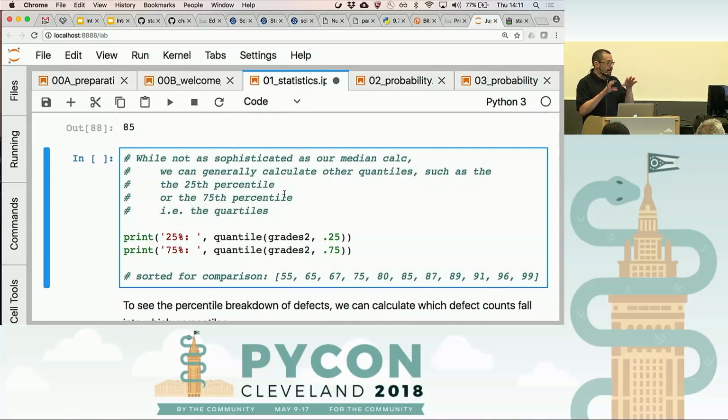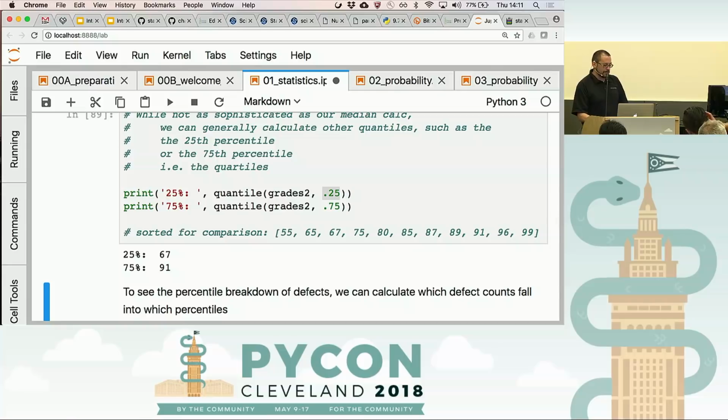What if I want to find those quartiles, the 25% value and the 75% value? I take these grades and I say, hey, look for whatever grade is closest to 25% of this sequence of values, and give me whatever is closest to 75%. And so 67 is kind of the lower bound of the lower 25% of my students, and 91 is kind of the upper bound of the upper 25% of my students.